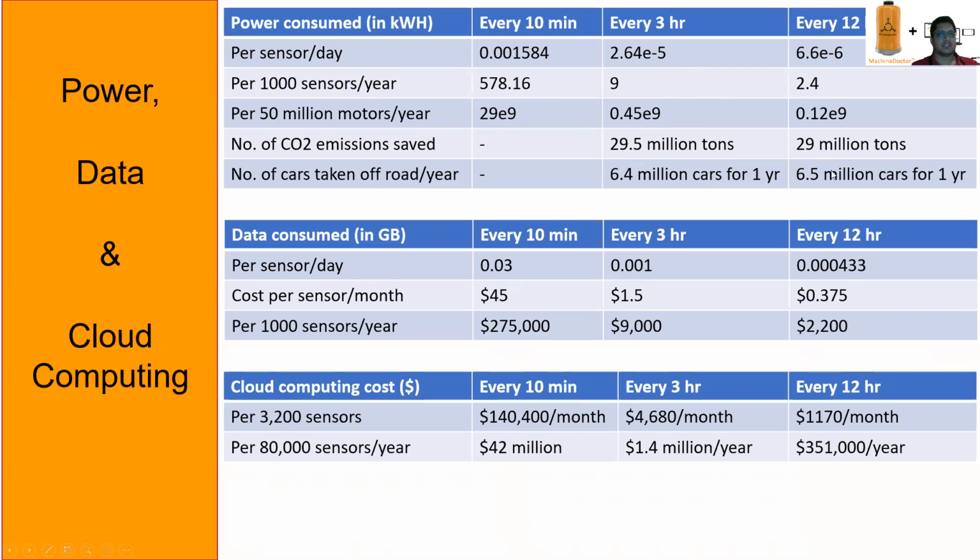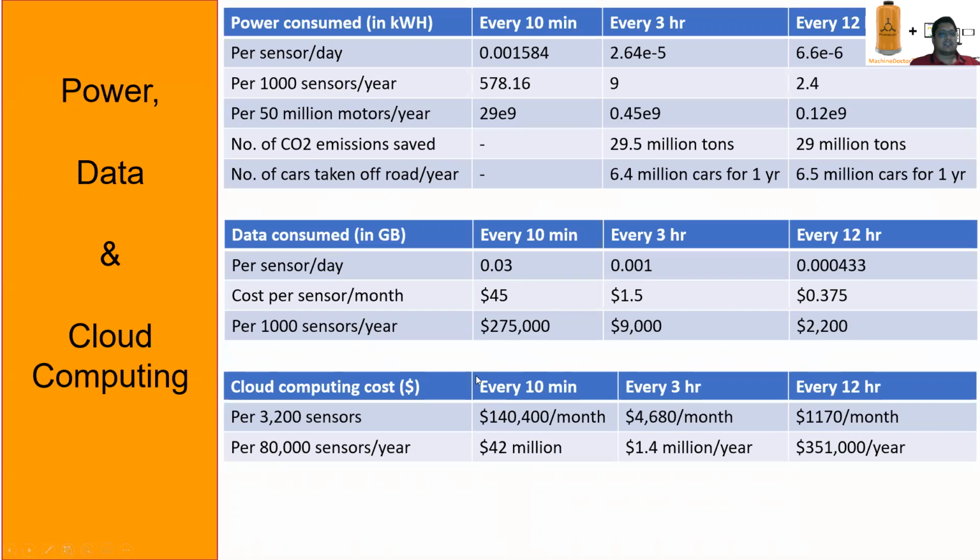And the same goes for 6.5 million cars of CO2 taken off from the road with every 12 hours as compared to every 10-minute waveform data. So what this really tells us is that we usually ignore the power costs of these sensors as very, very small. But the point is, when you take it on a very consistent basis, with multiple sensors per machine every day and over the year, and for millions of motors, it quickly adds up.